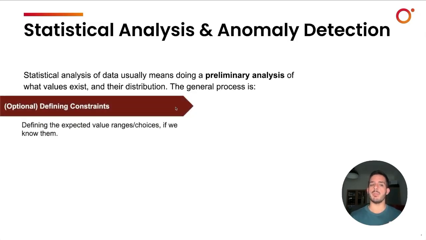So optionally, we may define the expected value ranges or choices. What I mean is, you may have data that you already know the schema for and that you already have the metadata for, so you know exactly what the values are supposed to be and what the specific formats are supposed to be, and so on. But you can also do statistical analysis on data that you don't have this information for. Naturally, it's not going to be that easy, but it can be performed.